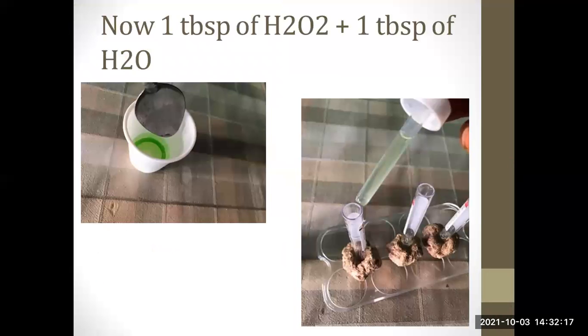Now we change the concentration of the hydrogen peroxide. So instead of adding 2 tablespoons of hydrogen peroxide, we added the soap again, half a teaspoon, and this time only 1 tablespoon of hydrogen peroxide and 1 tablespoon of water in order to change its concentration.